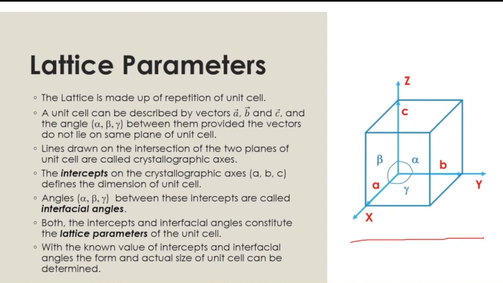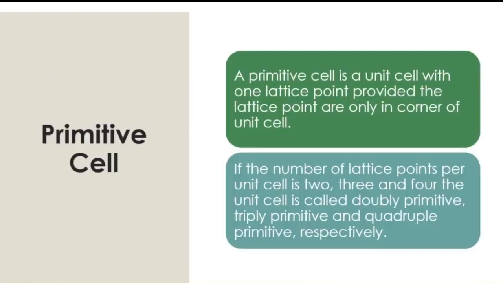If a unit cell has only one lattice point, and it is provided that the lattice points are only in the corner of the cell, then such a unit cell is called a primitive cell. If the unit cell has more than one lattice point, let's say 2, 3, 4, then it will be called doubly primitive and so on.